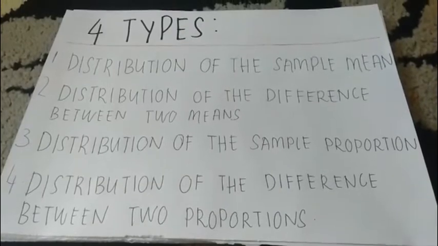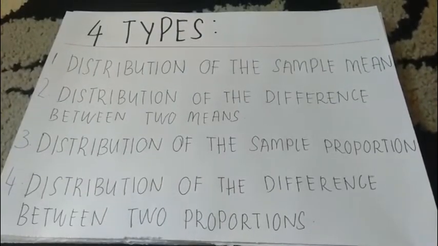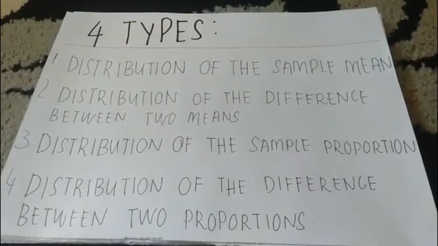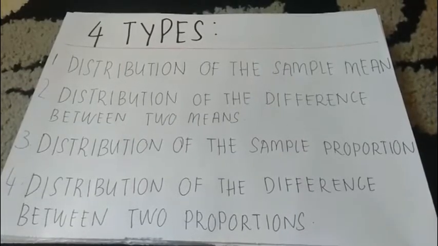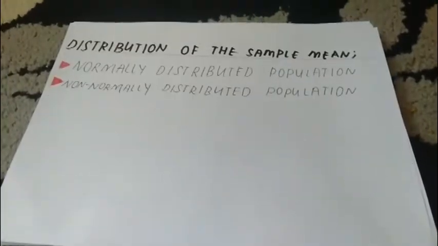Sampling distributions have four types. First, distribution of the sample mean. Second, distribution of the difference between two means. Third, distribution of the sample proportion. And fourth, distribution of the difference between two proportions.